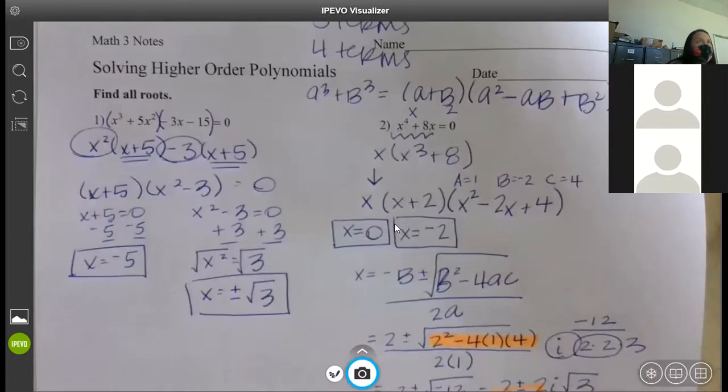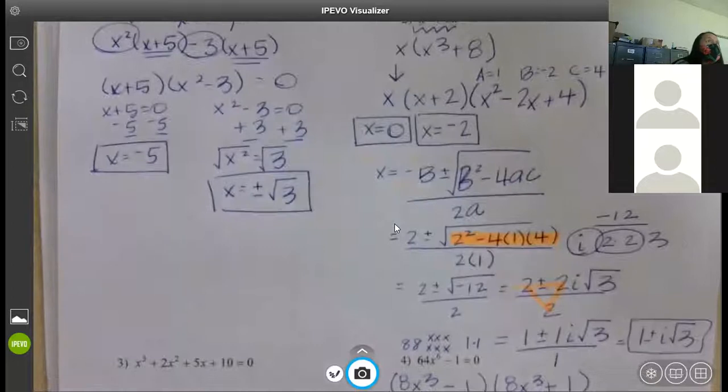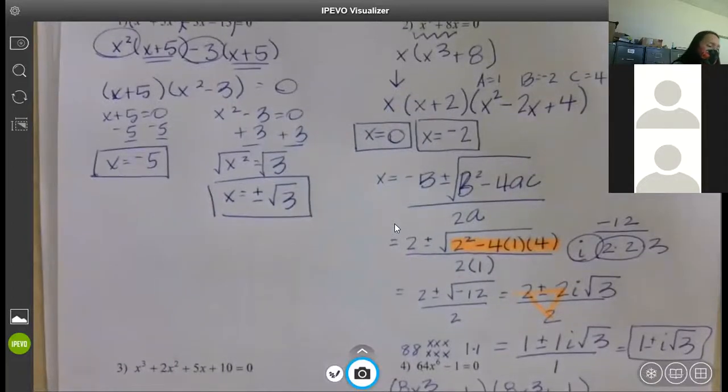Number 3 is exactly the same way. So I have 4 terms. I don't have a GCF. So I'm going to group them up.